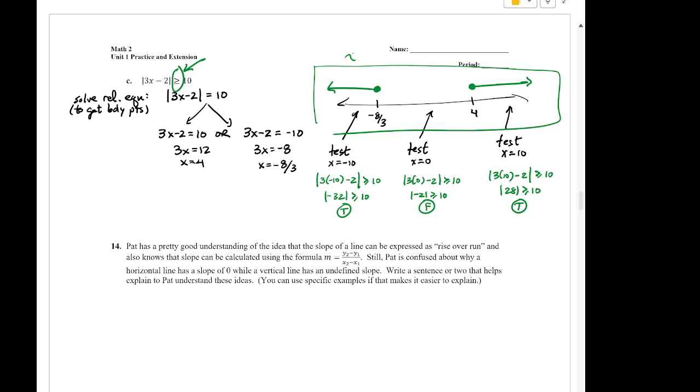So this is going to be x is smaller than negative 8 thirds, or x is bigger than or equal to 4. Sorry, this should be less than or equal to over here because the dot was included. And there we go. All right, I hope that helps.